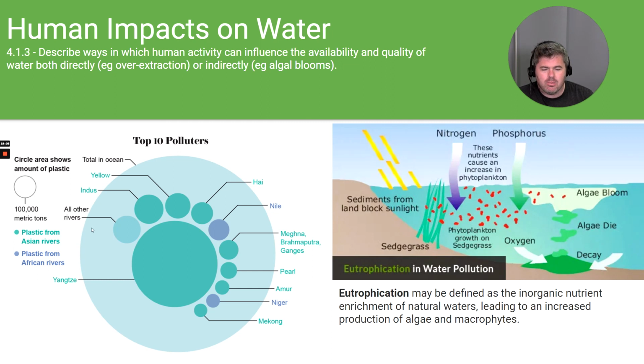Now, this picture here shows the top 10 polluters in terms of plastic being dumped into the ocean. Now, each of these rivers are a contributor. So here are every other river that goes into the ocean.